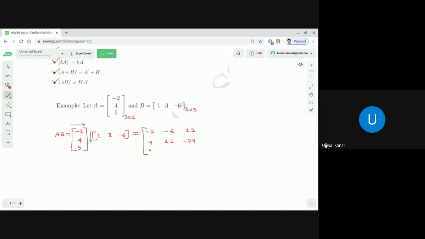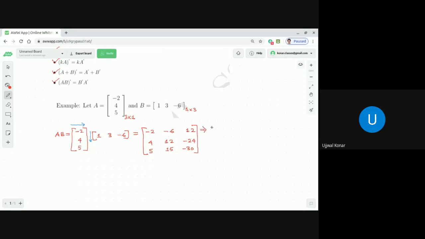So 5 into 1, that is 5. 5 into 3 is 15. Then 5 into -6, that is -30. So this is the matrix we get as A into B. Now what is our target? Our target is to find the matrix (A into B) transpose.